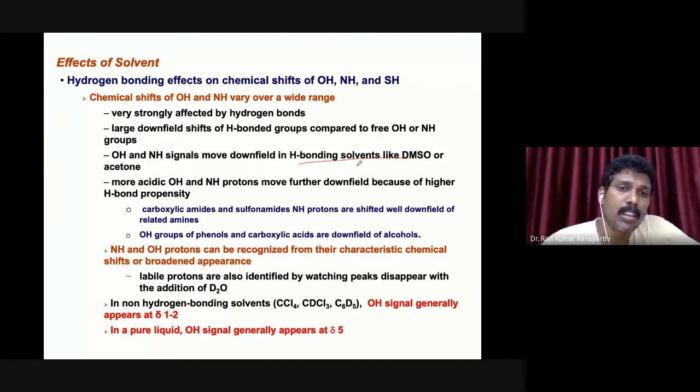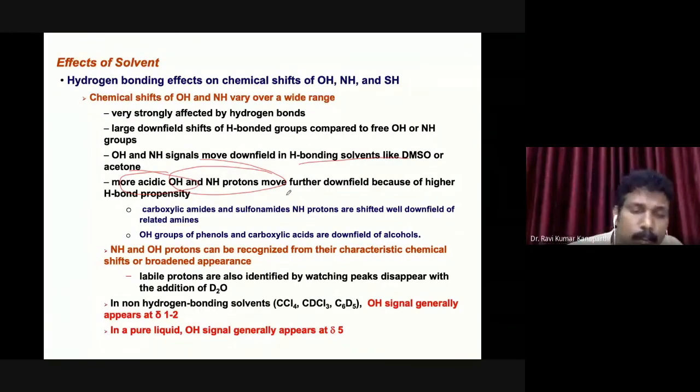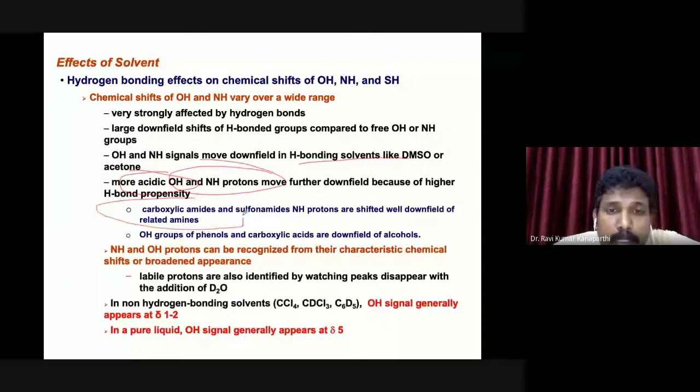And then the best example is the acidic protons. Acidic protons, I mean the carboxylic acid and NH protons, will be found further downfield because they are forming hydrogen bonds. And then carboxylic amides and sulfonamides, their NH protons are shifted well downfield of the related amines. Remember this. So amides, carboxylic amide and sulfonamide, will be found further downfield as compared to primary and secondary amines.